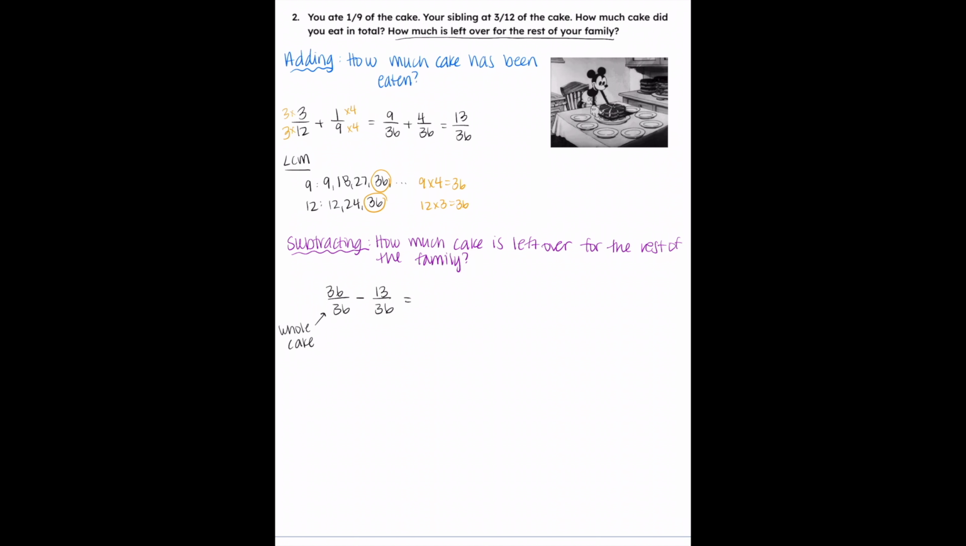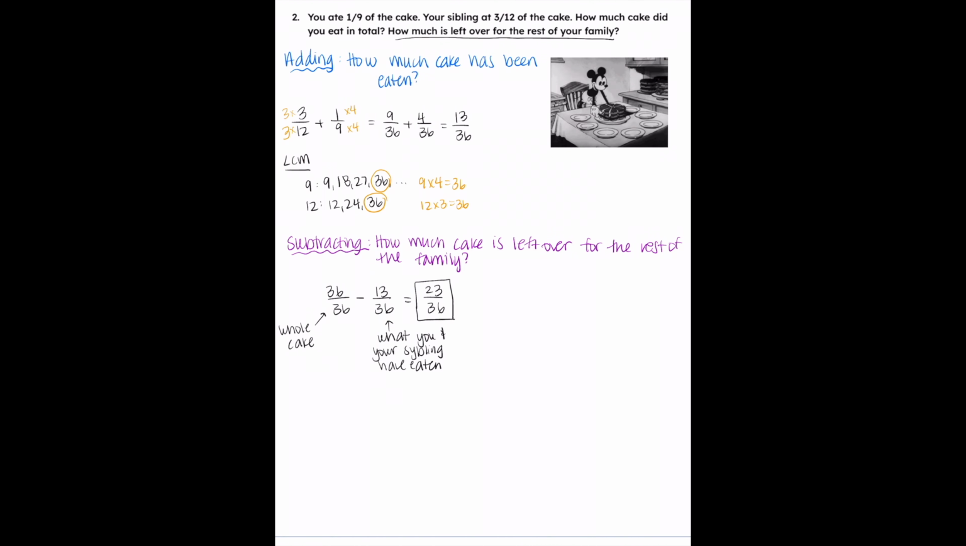We're going to subtract how much you and your sibling have eaten. When we do 36 over 36, the whole cake, subtracted by what you and your sibling have eaten, the 13 over 36, that'll get us how much is left over for the rest of the family. When we do 36 over 36 minus 13 over 36, we get 23 over 36 as our answer, and that would be for the second part of the question.